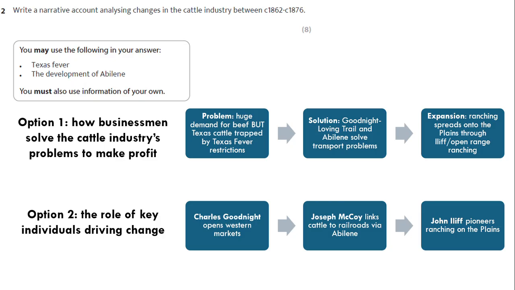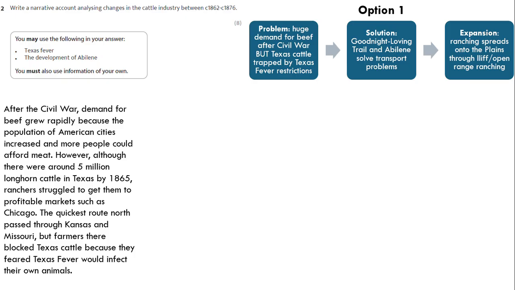It's about the key individuals. There are 3 key individuals you need to know about in this time period for the cattle industry, so it's worth knowing about our key individuals here. So we have Charles Goodnight, who opens the western markets, Joseph McCoy, who builds on that by linking cattle to the railroads by Abilene, and then John Iliff, who builds on McCoy by pioneering ranching on the plains. So I'm going to show you what each of these narratives would look like. Here's our first narrative then, option 1.